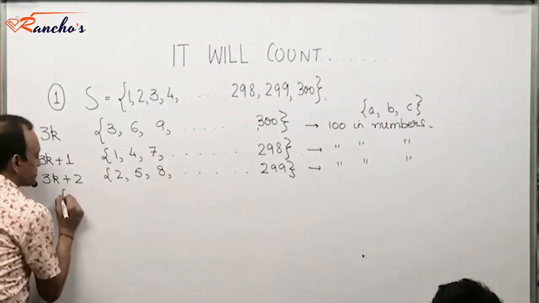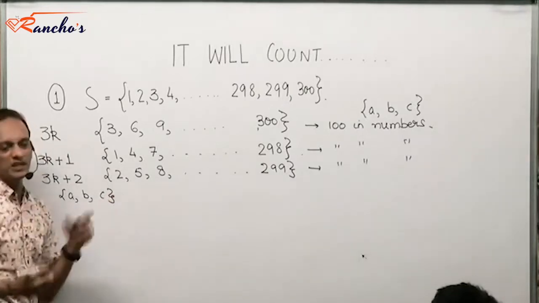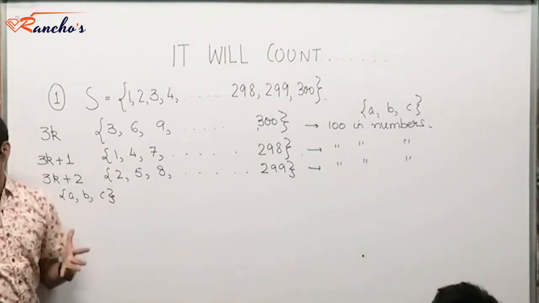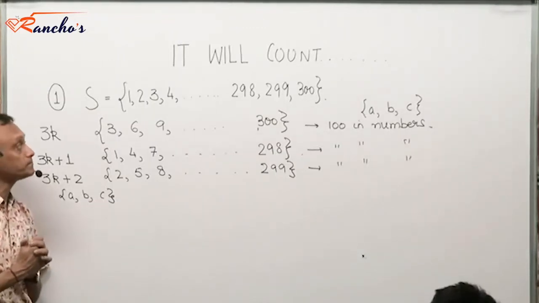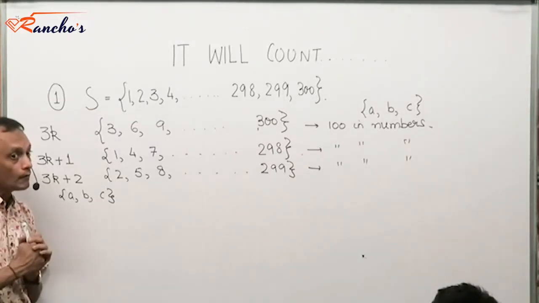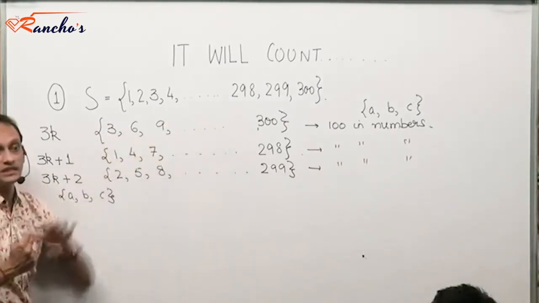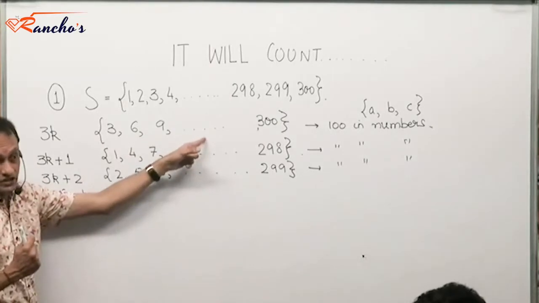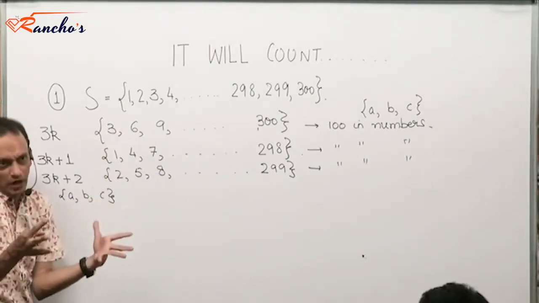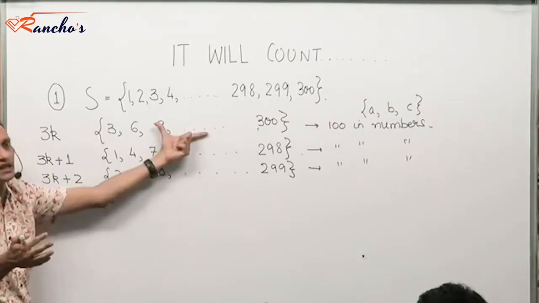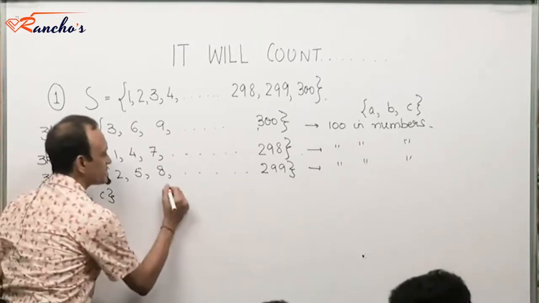I want to create this subset ABC such that A plus B plus C is divisible by 3. 3-element subsets I want to create. What I could do is, I could select 3 numbers from this set, and they will add up to a multiple of 3. Now there are 100 numbers. In how many ways can I select 3 numbers from the set? 100C3.